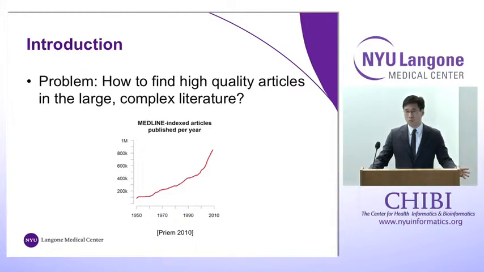Now, the most popular way people evaluate quality is citation counts. They just count the number of citations. Another way people identify high-quality articles is using Boolean query filters, meaning if a certain combination of terms appear in the title and abstract, consider that a high-quality article.